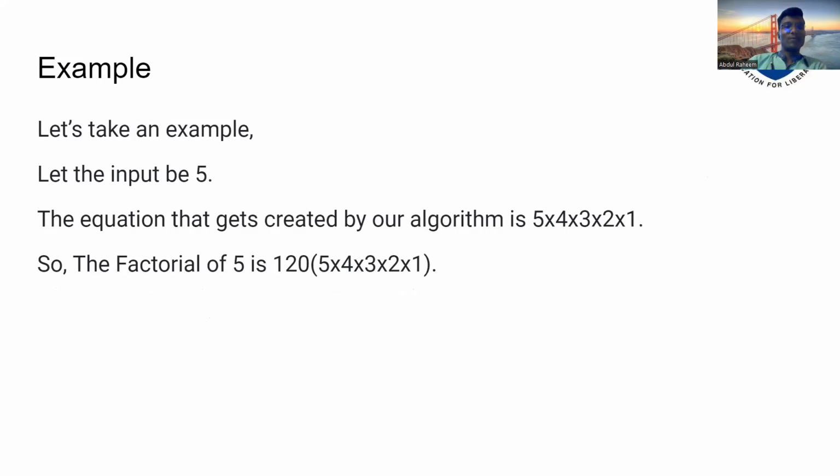Factorial of a larger number. Factorial of a non-negative integer is the multiplication of all integers smaller than or equal to n. For example, factorial of 6 is 6 into 5 into 4 into 3 into 2 into 1, which is 720. That is, n factorial equals n into n minus 1 into n minus 2 and so on into 1.